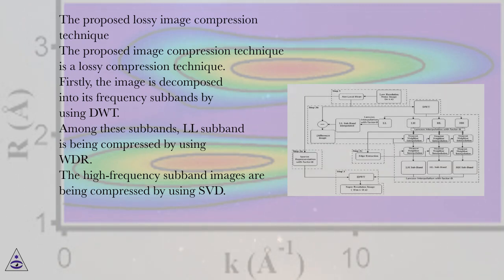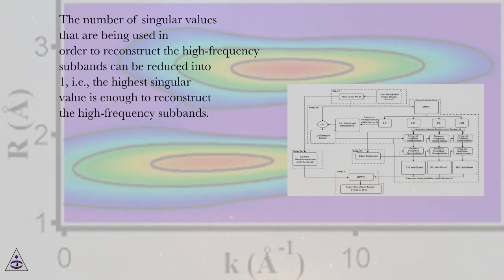Among these subbands, the LL subband is compressed by using WDR. The high-frequency subband images are compressed by using SVD. The number of singular values used in order to reconstruct the high-frequency subbands can be reduced to 1, i.e., the highest singular value is enough to reconstruct the high-frequency subbands.